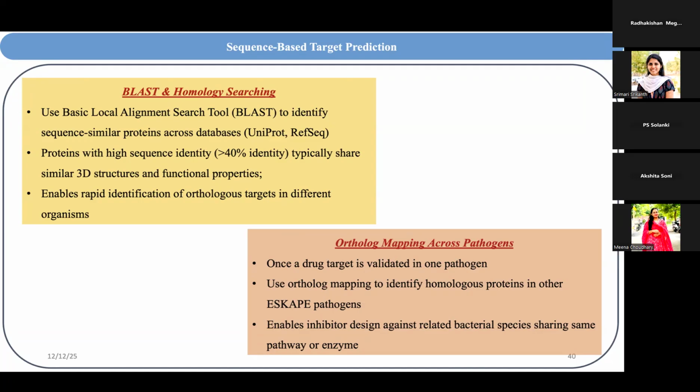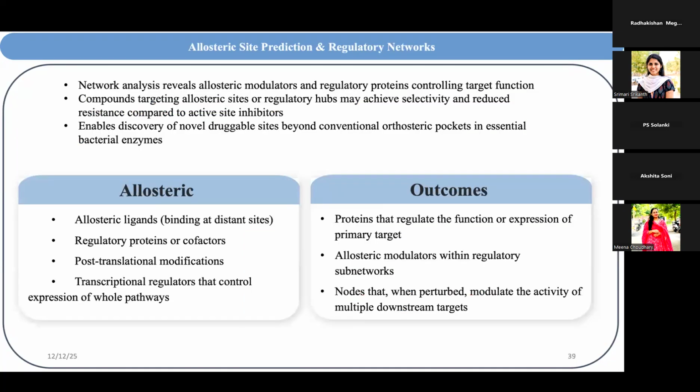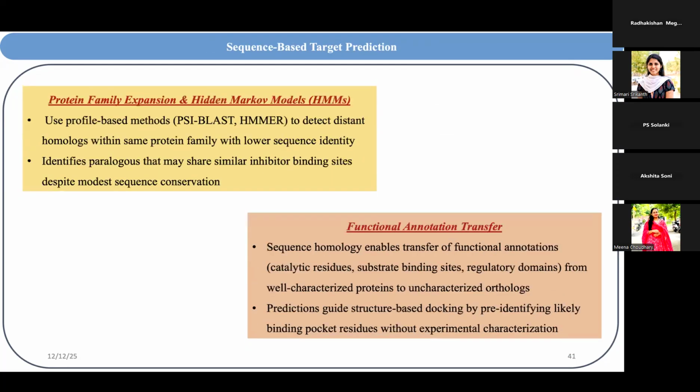So if a protein shares more than 40% of the sequences, then they usually have similar 3D structures, which again rolls back to Anfinsen's principle. So BLAST helps us to rapidly identify the orthologous targets. And then another one is the sequence protein family. Here we use tools like PSI-BLAST and HMMER, for proteins which have low similarity, but at a protein family level, they are similar.